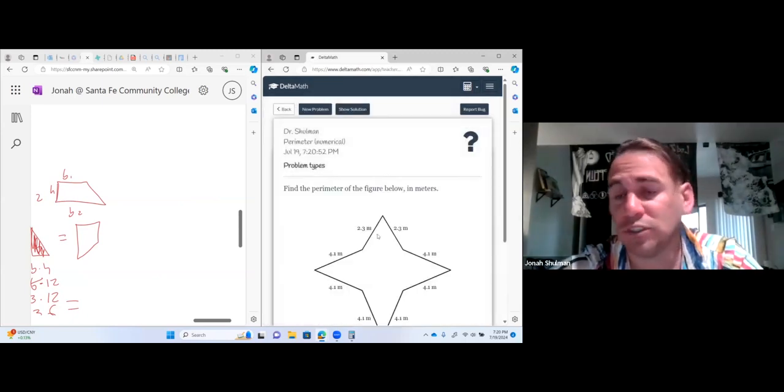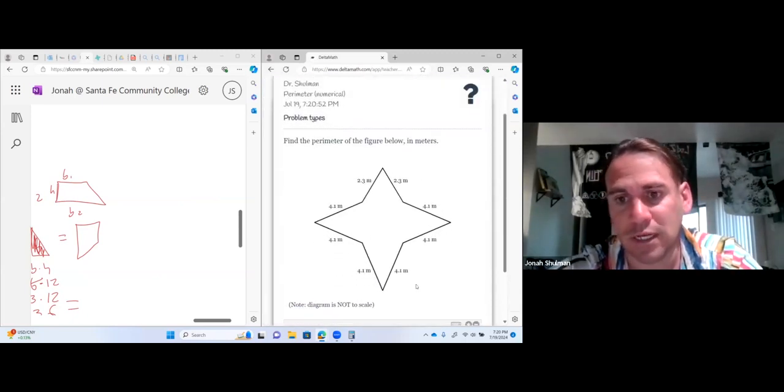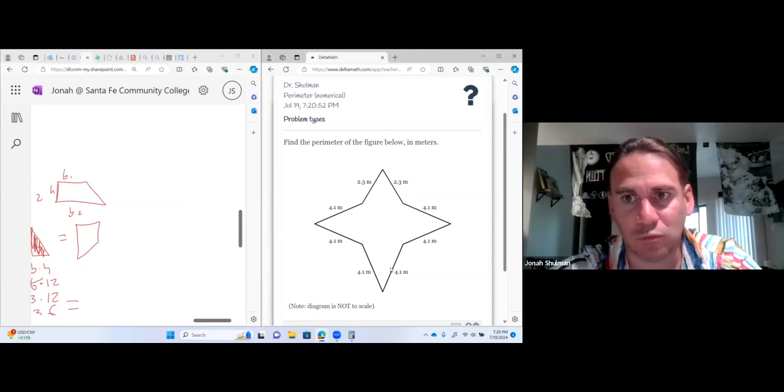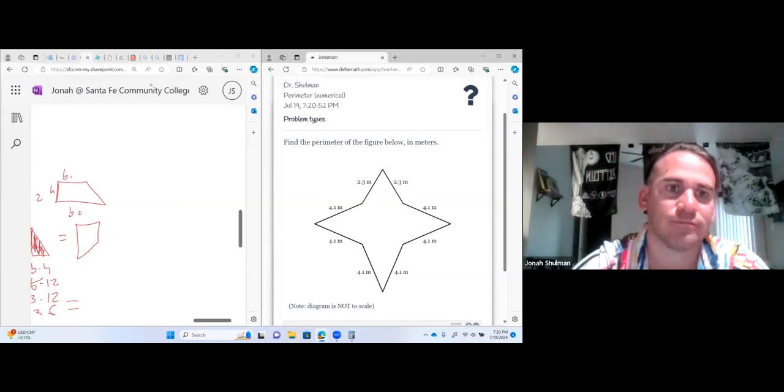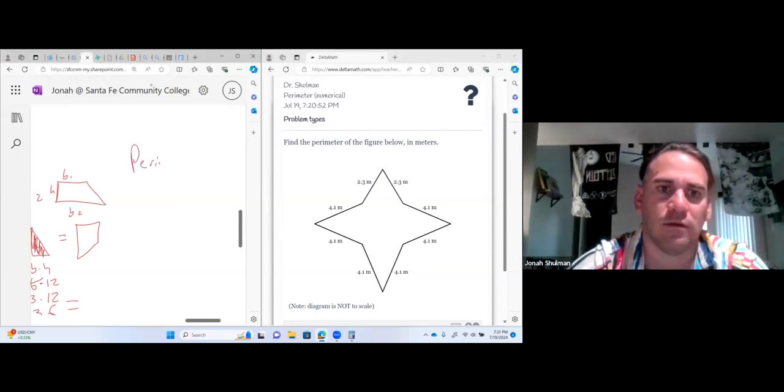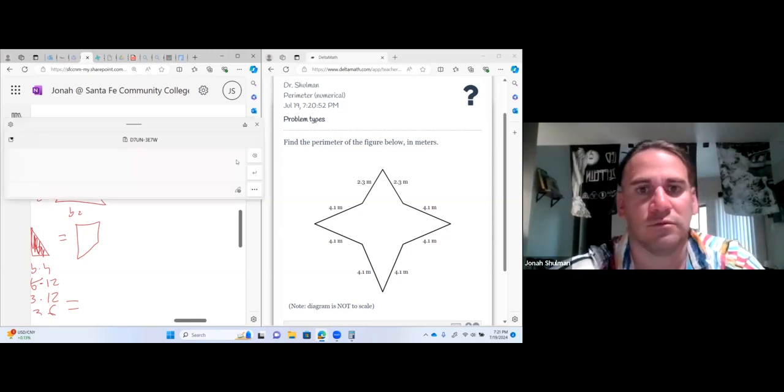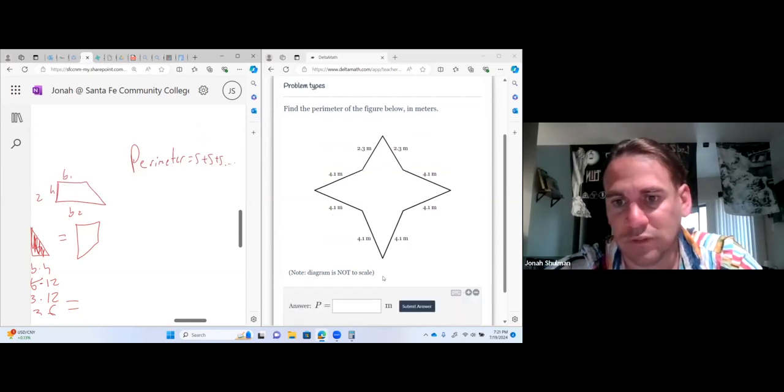All right, so perimeter, we just add up all the sides. We add up all the sides and we get it. When they say perimeter, the best way to think about it is just side plus side, dot, dot, dot. So we just have to add up all these little sides.